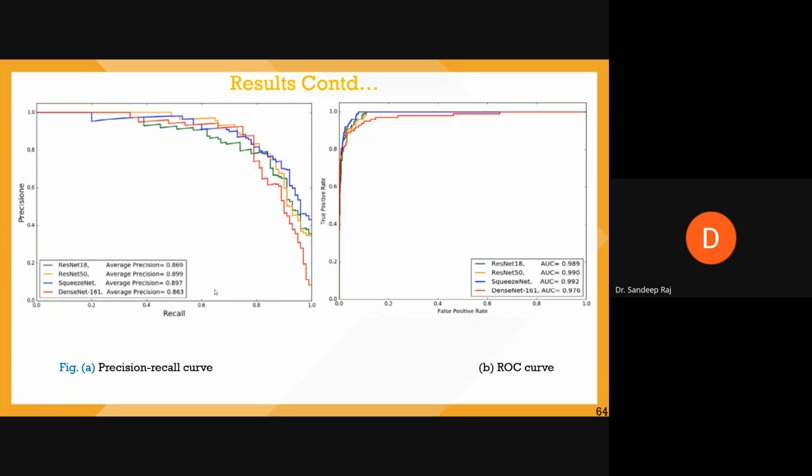So in this figure, ResNet 50, SqueezeNet, DenseNet 161, all these methods have been applied and compared to show which is the best one. You can see from the figure on the left hand side that ResNet 50 has reported higher accuracy, around 89.9, in comparison to the rest of the models. And on the right, the accuracy is around 99.2% by the SqueezeNet model.